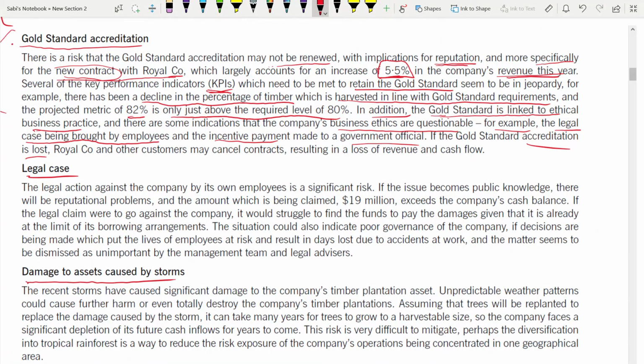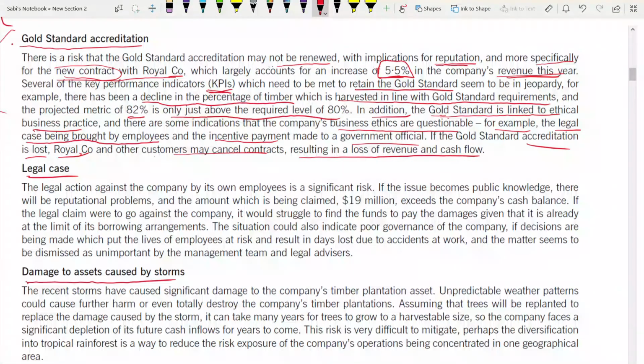The last line always should show, you should write about the impact of that risk on the company. So if the accreditation is lost, Royal company and other customers may cancel contract, because this is based on that gold standard only. If that is lost, they might lose this as well. So what happens? Resulting in the loss of revenue and cash flow. Revenue will be lost because most of the revenues come from that contract. If that contract is not there, how will you get the revenue? Cash flow also, you will lose cash flow also.